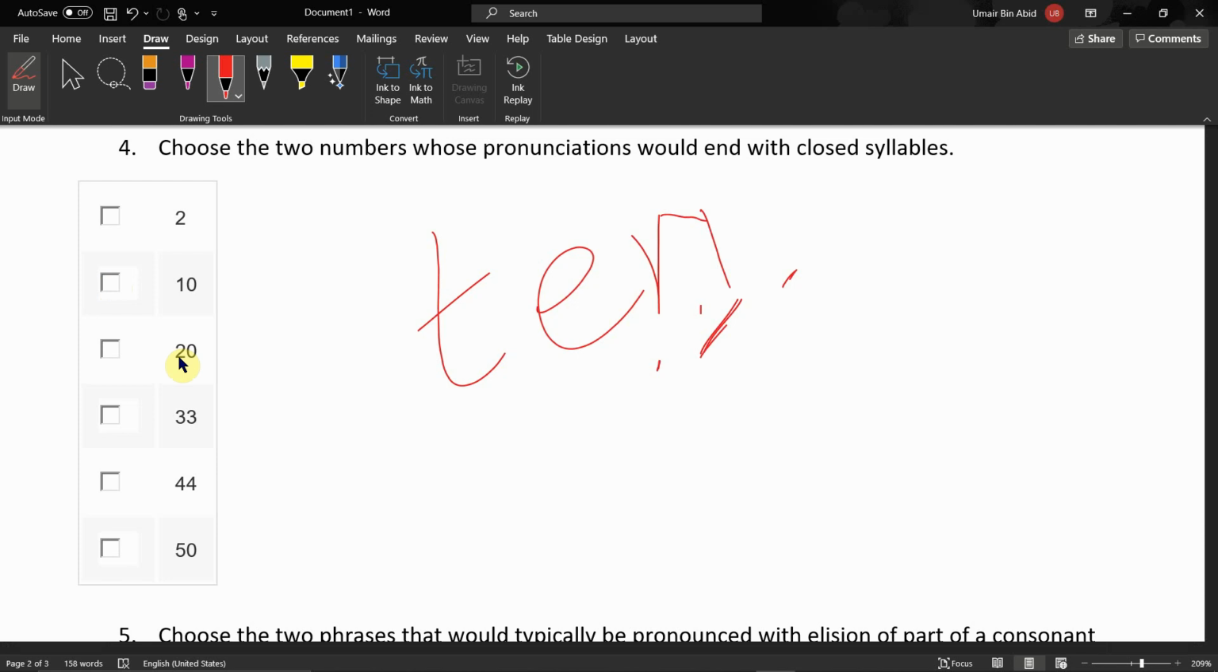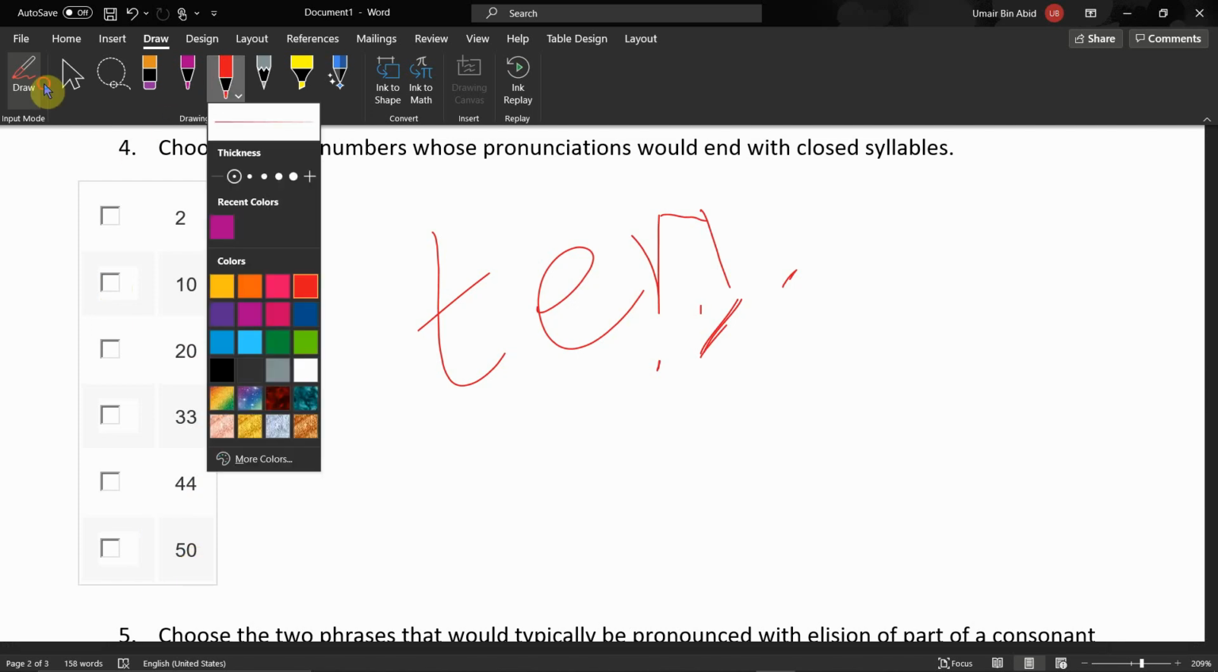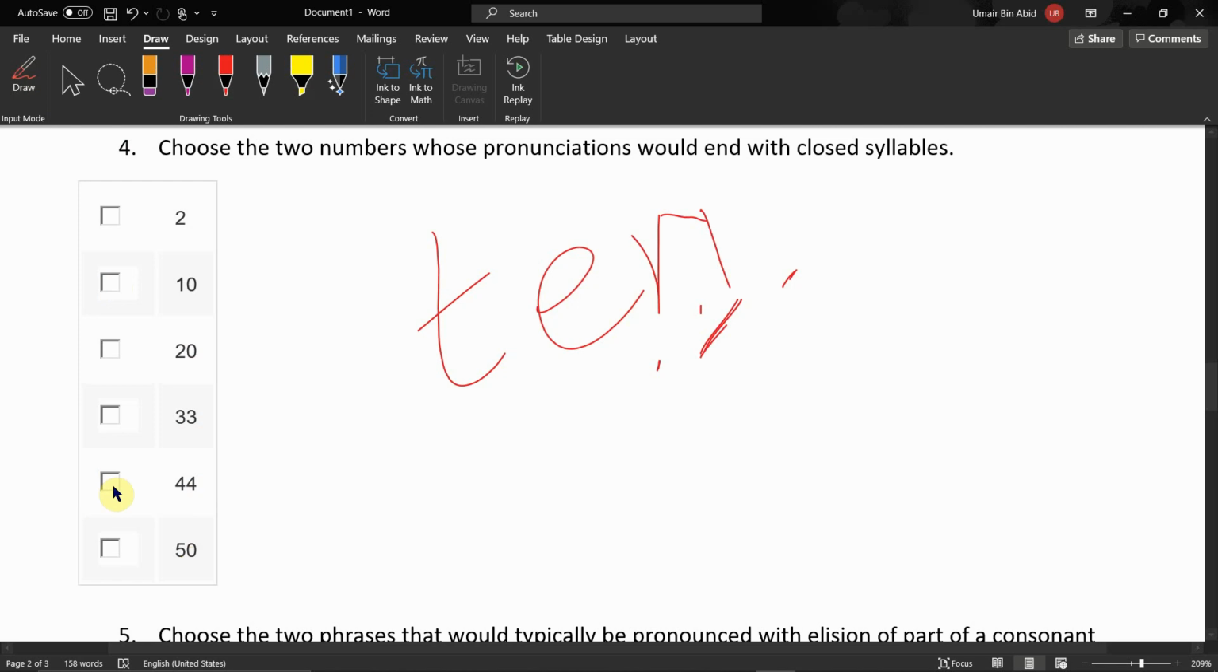In twenty, the last sound is a vowel, so it is not a closed syllable, rather it is an open syllable. In thirty-three, the last sound once again is a vowel, it is an open syllable. Forty-four and fifty. In fifty, the last sound is also a vowel. So actually here the correct options are forty-four and ten.